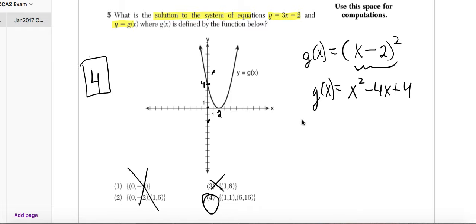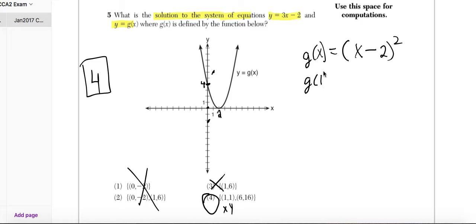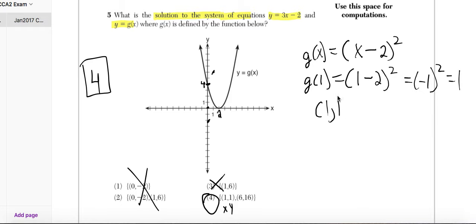Now, just to confirm that it's true, I'm not even going to do it algebraically. Let's keep it simple. Let's make sure it satisfies both equations. So when x equals 1, y has to equal 1. Let's make sure that works for this one. So g of 1 is equal to 1 minus 2 squared. That's equal to negative 1 squared, which is equal to positive 1. So 1, 1 checks out for this one.